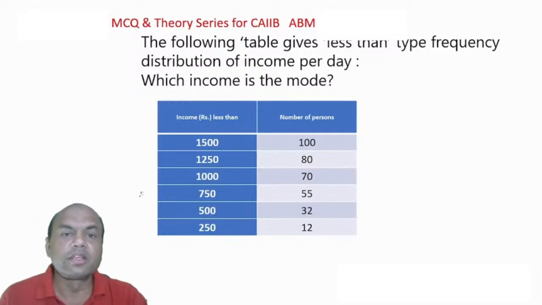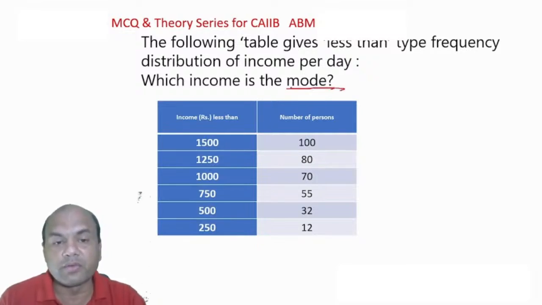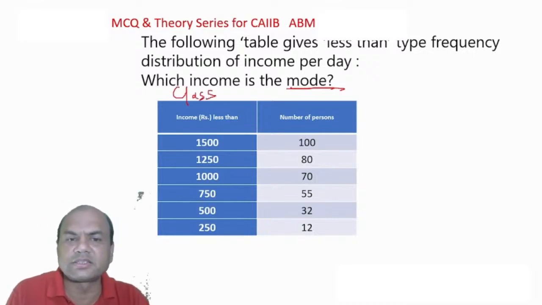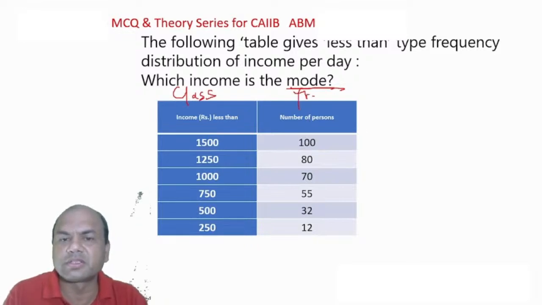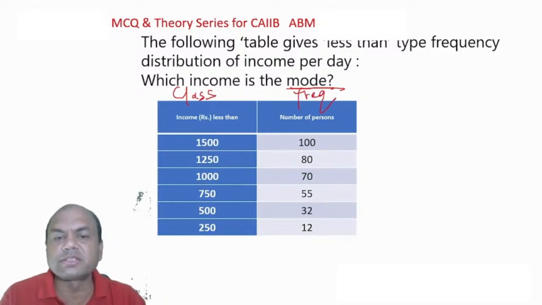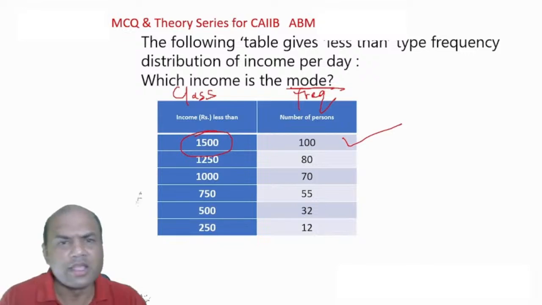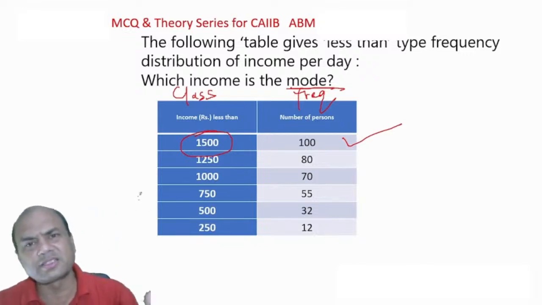Next one. The following table gives less than type frequency distribution of income per day. Which income is the mode? So I want the mode now. Look at this. This is known as the class, and this is known as the frequency. Which is the maximum frequency? Mode means any class which is having the maximum frequency. So which is the maximum frequency over here? 100. So the modal class is this 1500. Simple, isn't it? In exam, such numericals, if you get, it is just a cakewalk for you.